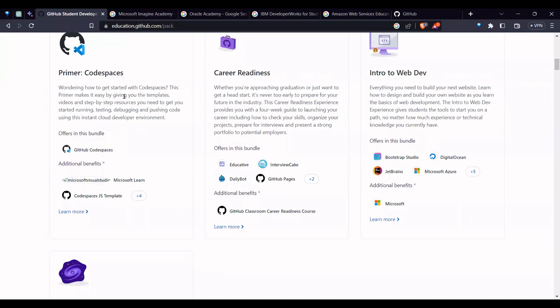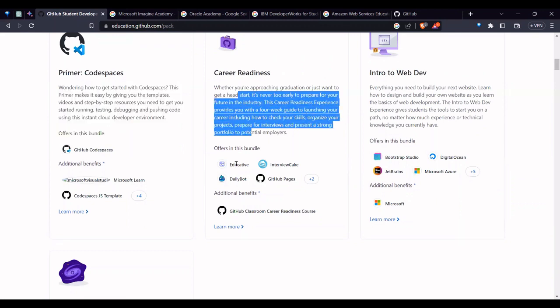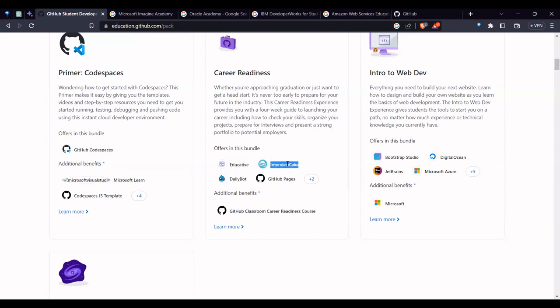And also Codespaces. Codespaces means where you can code everything instead of in your local system. And there is something like career readiness, where Educative is another good thing. Interview Cake, these all help in terms of interview preparations.